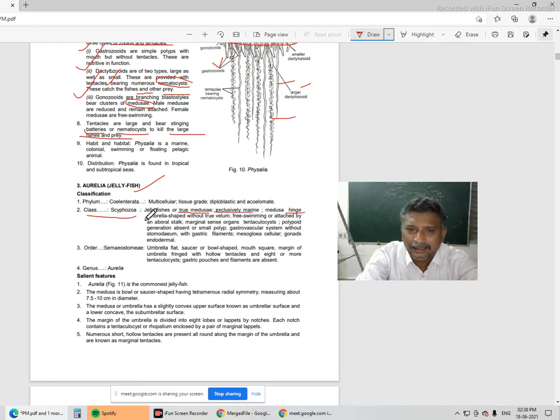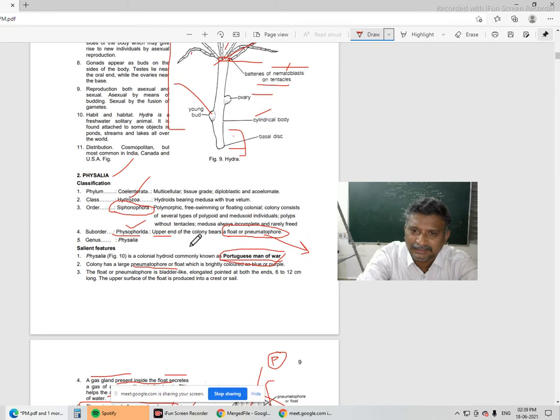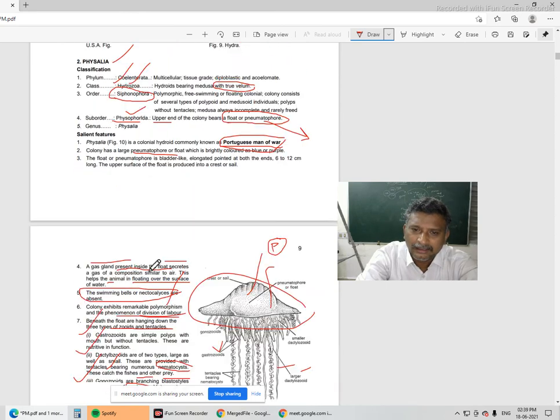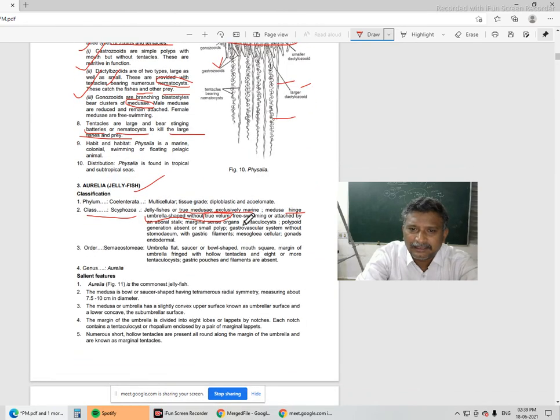Medusae are umbrella shaped, without a true velum. See the same thing. Yes, with true coelom, if it is there, they are called Hydrozoa. Here, which one? Aurelia. Without true coelom, such organisms simply belong to class Scyphozoa.